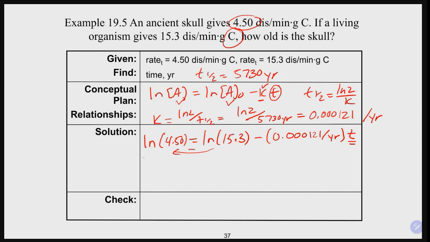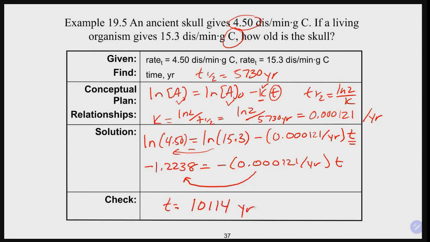When I do all that, I end up with negative 1.2238 equals minus 0.000121 reciprocal years times my time. At this point, all I have to do is divide everybody over here, including the negative sign. So we're going to divide by 0.000121, which gives us a time of 10,114 years old. That's pretty old. That's about 10,000 years old, so I would say that would qualify as being ancient.